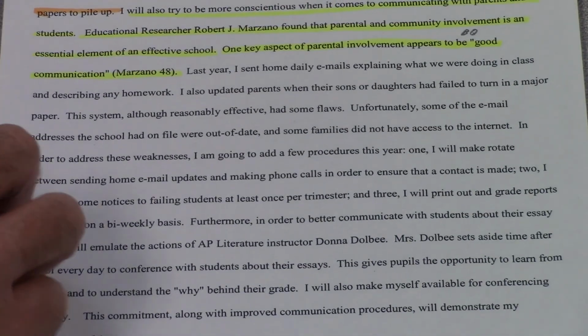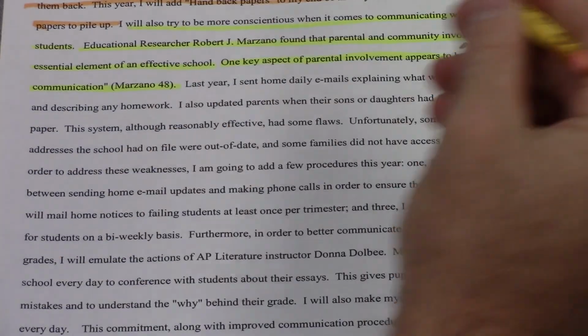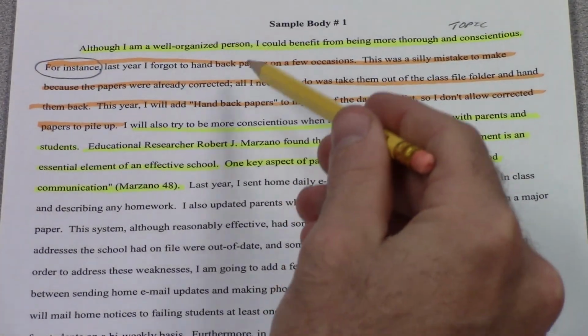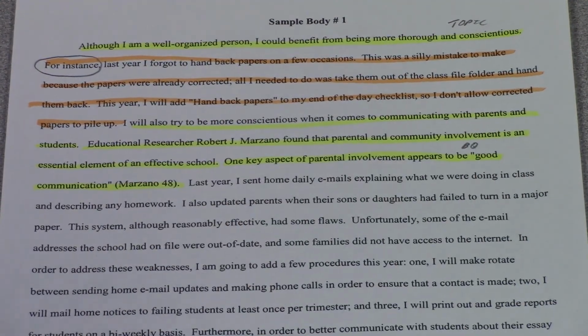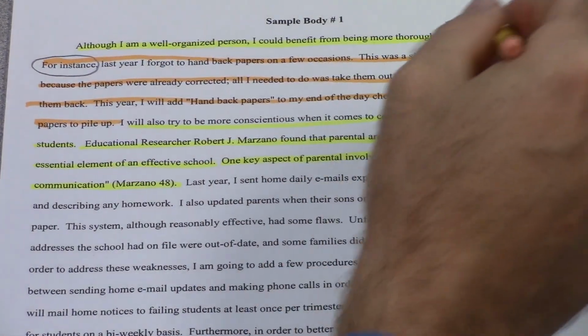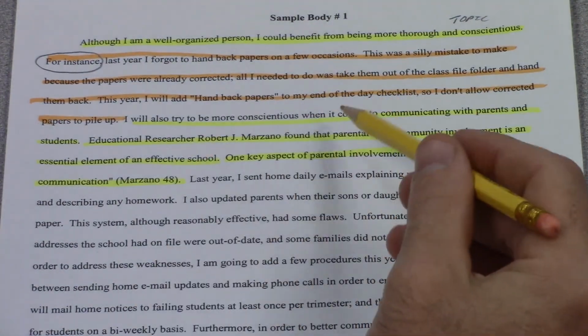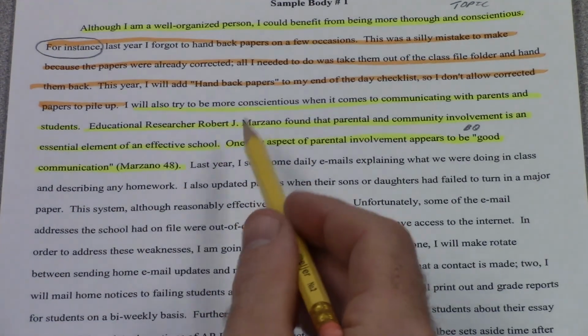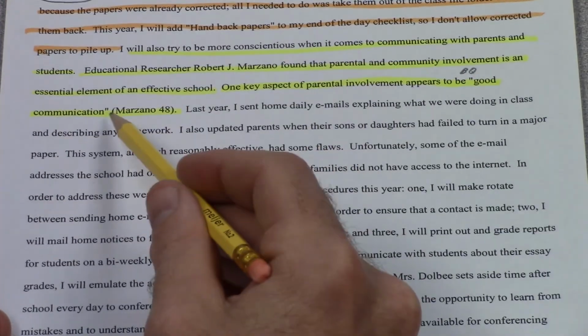Okay. If you've unpaused, you should be at this point. You wrote your topic sentence. You led into and explained your examples. Then you had your personal example of why you need to be more conscientious, or whatever your topic was. Now you've led into and smoothly blended a quote from the research. All right, so we're right there.